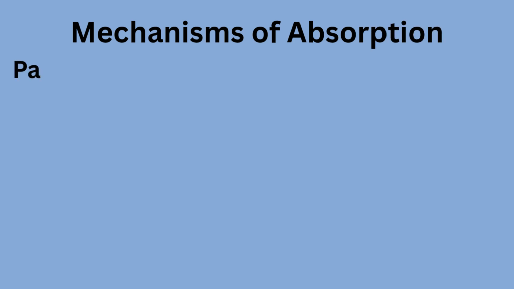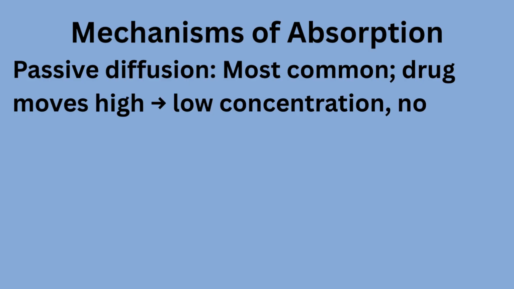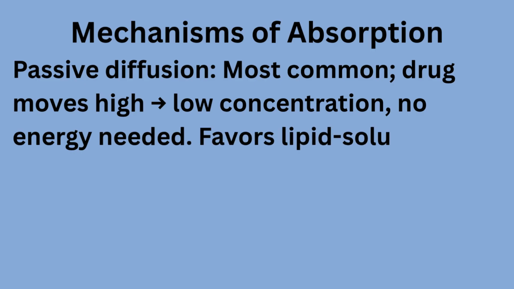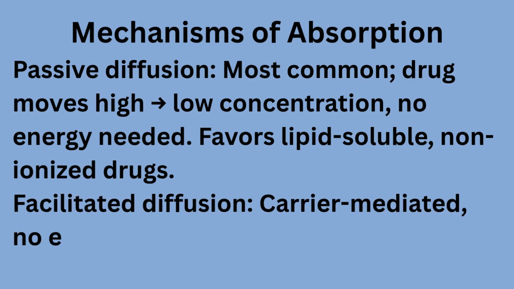Now let's talk about how drugs actually get absorbed. There are four main mechanisms. The first and most common one is passive diffusion. In passive diffusion, the drug simply moves from an area of high concentration to an area of low concentration. No energy is required for this process. And remember, drugs that are lipid-soluble and non-ionized cross membranes much more easily by this method.